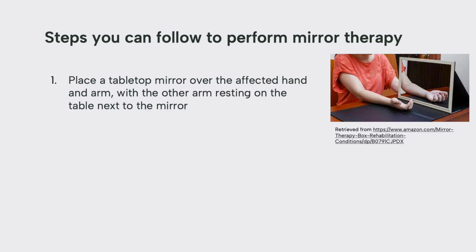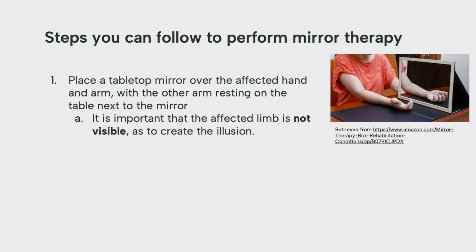Place a tabletop mirror over the affected hand and arm, with the other arm resting on the table next to the mirror. Although any mirror will work, it is important that your affected limb is not visible, as to create the illusion of movement through the reflection in the mirror. You may purchase a mirror with this function online. The picture here presented is an example of a mirror box you can purchase on Amazon.